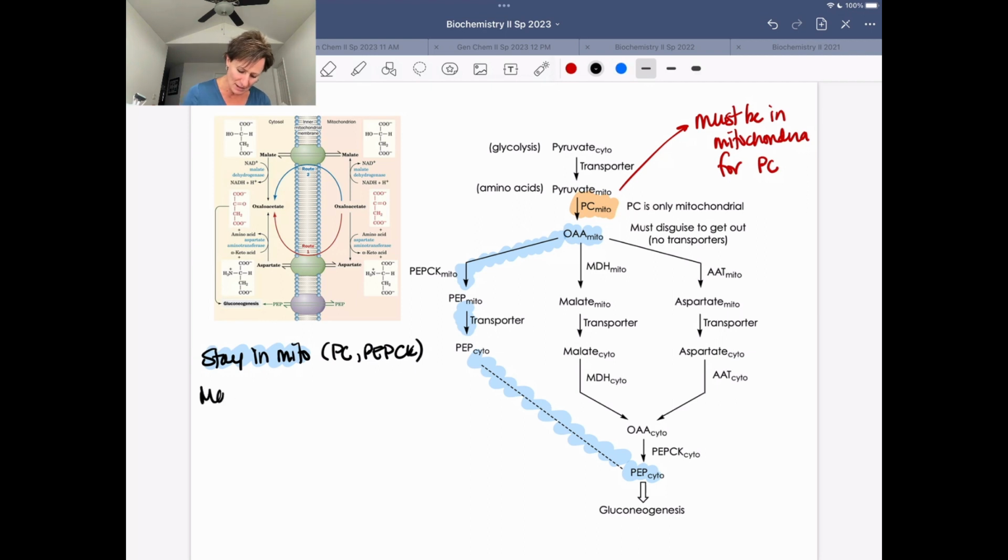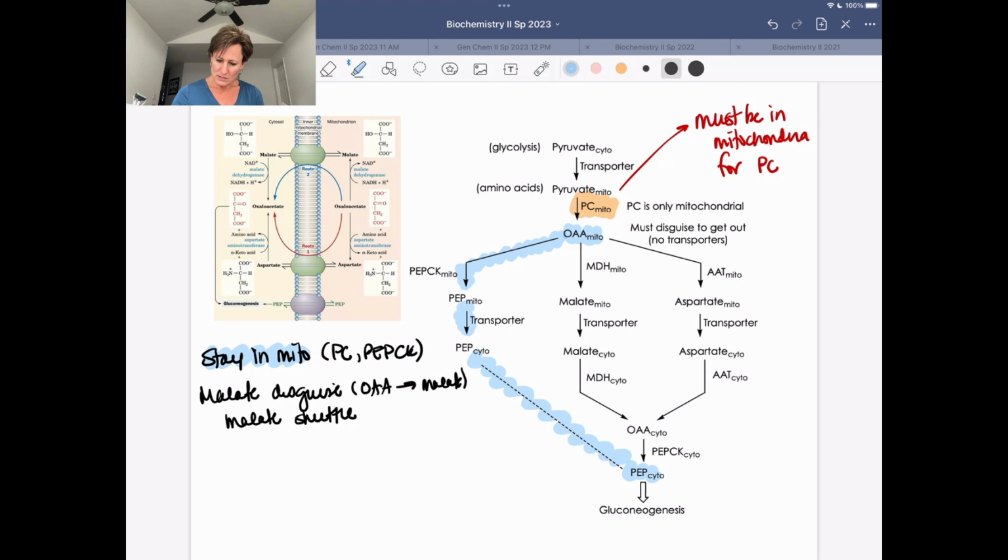So we're going to call this a malate disguise. Malate disguise, okay? Obviously, we have to do our pyruvate carboxylase chemistry in the mitochondrion, but we're basically going to take and convert oxaloacetate into malate, and then we're going to use that malate shuttle. So this is going to be my malate disguise route.